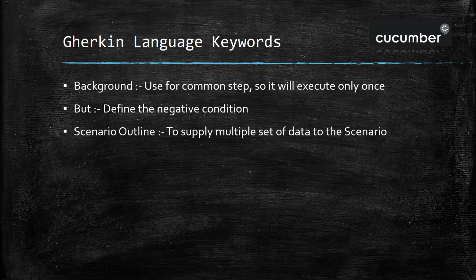Scenario Outline is similar to that of the Scenario keyword. Here in Scenario Outline, you can supply multiple sets of data to these steps. Examples are used to define the multiple sets of data which Scenario Outline will be using.